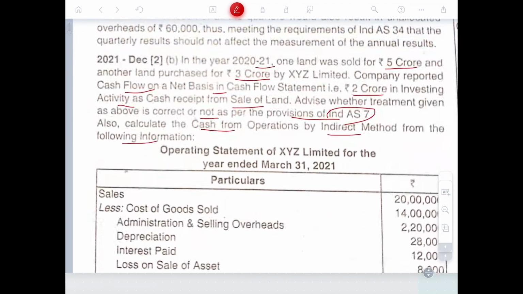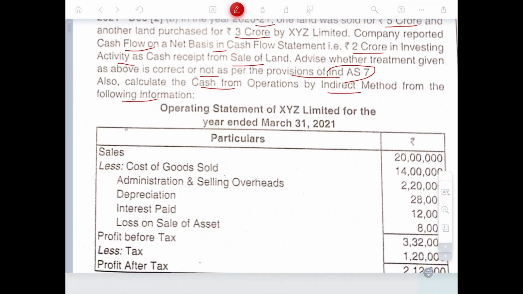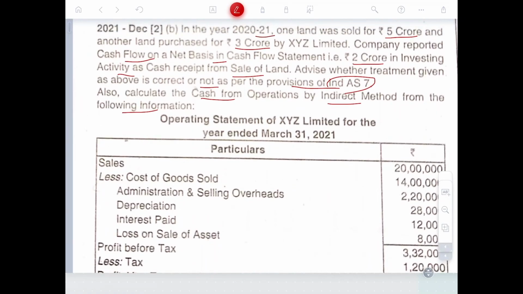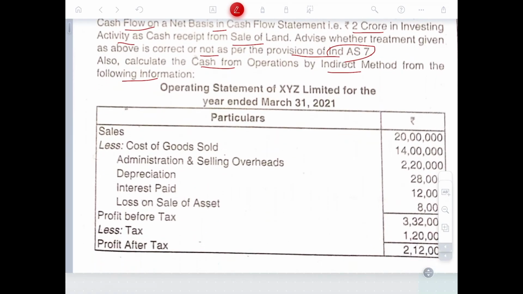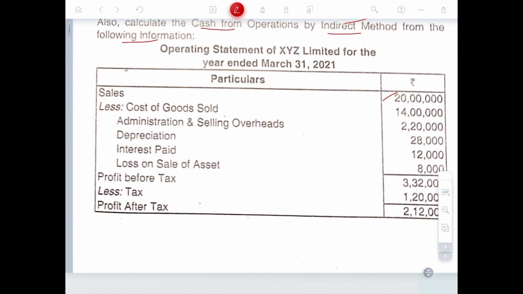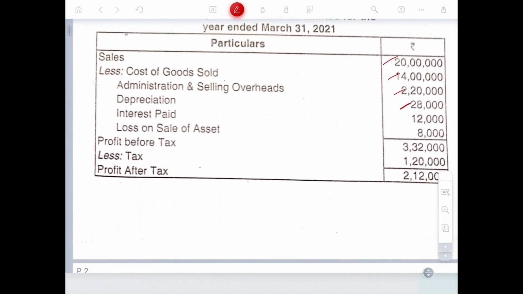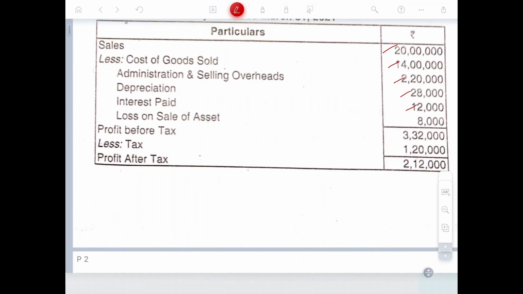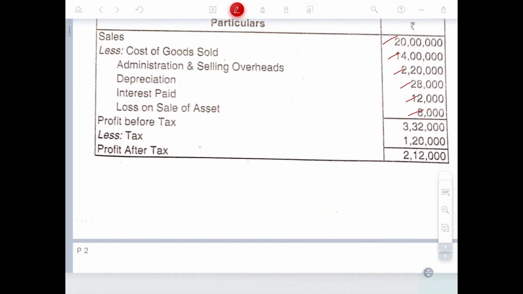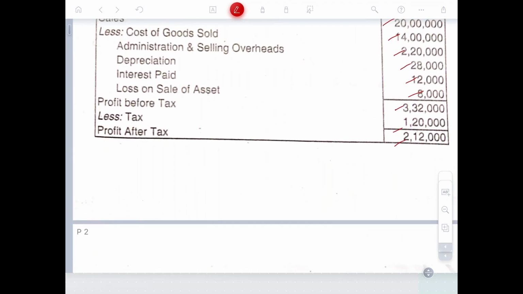So in sales, we can say operating cash sales 20 lakhs. Cost of goods sold 14 lakhs, administrative 2,20,000, depreciation 28,000, interest paid 12,000, and loss on sale of asset 8,000. Profit after tax 3 lakhs.